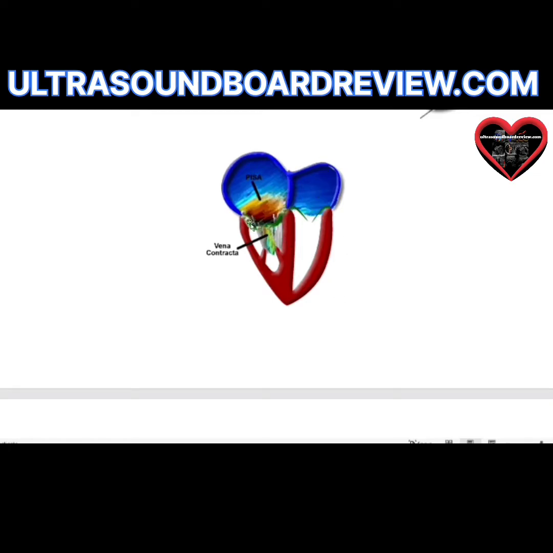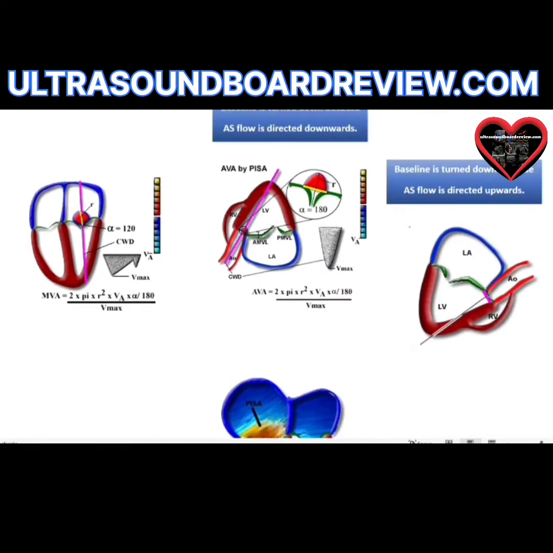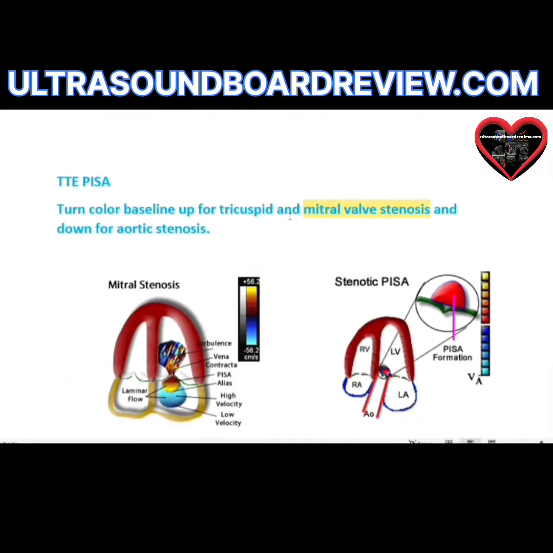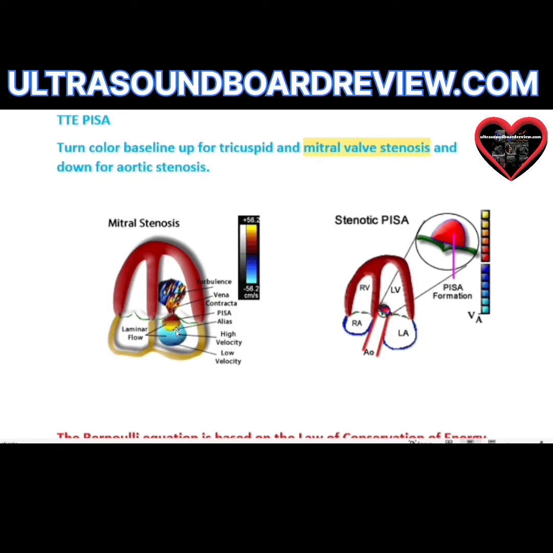So here's a cool little diagram of the PISA shell. For this image, you would turn your baseline down, for the record. You always want to turn your baseline towards the PISA. So the PISA is going down here, so on the baseline you would turn it down. On this image, you would turn your baseline up because the PISA is going up. Make sense? Here, you would turn your baseline down because the PISA is going down.